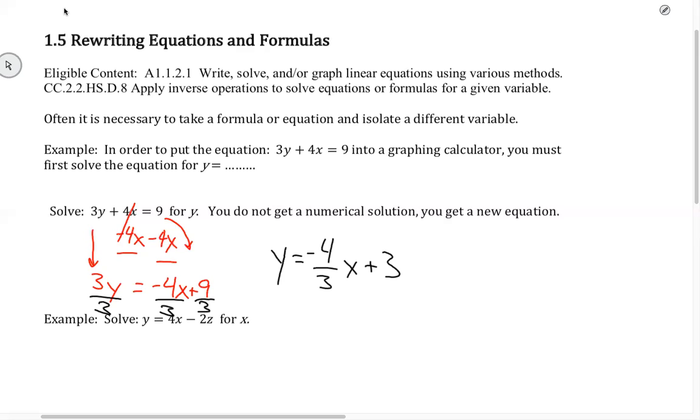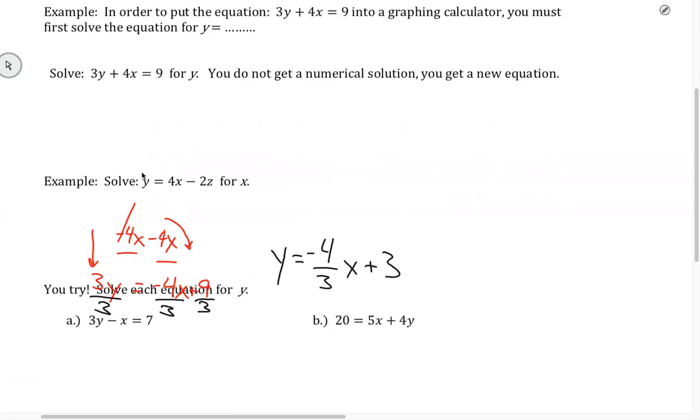Now I could take that and I could actually type it into my calculator and get a graph. It's all the way at the back. I'll get you caught up.